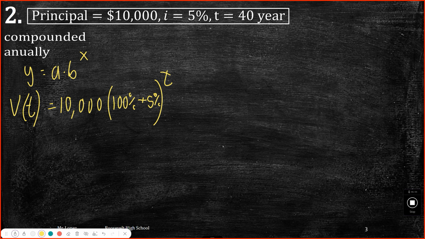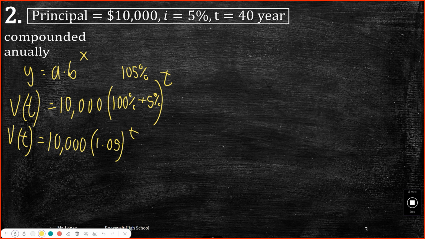So the value of the investment equals 10,000. What's 100% plus 5%? 105%. And what is 105% as a decimal? 1.05 to the power of t. So there's the formula. Now let's do it for 40 years.